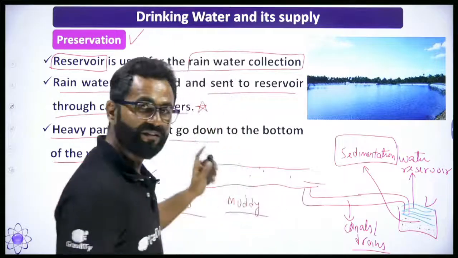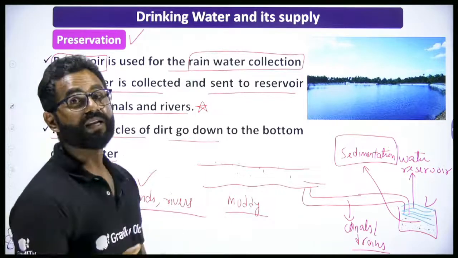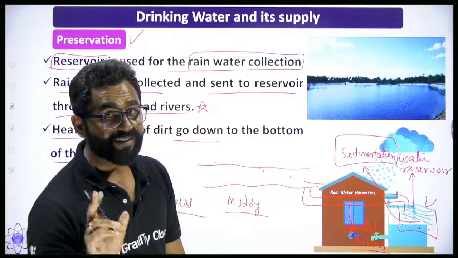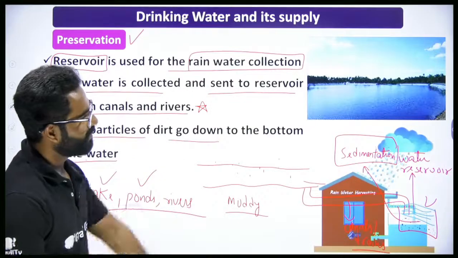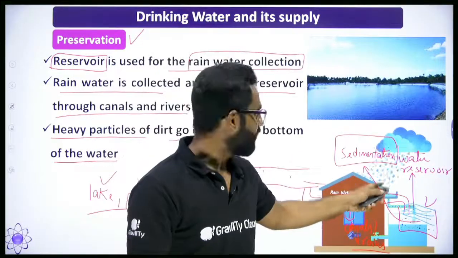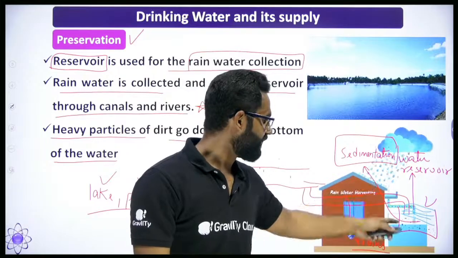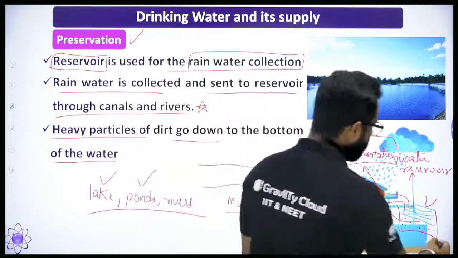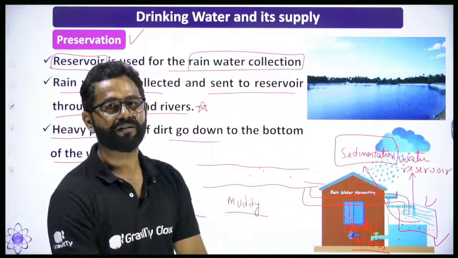Once this preservation is done, once we preserve the water, then we do the cleaning of water. When I say cleaning of water, that means what? Same thing here: the rainwater is falling on the rooftop, and from the rooftop it is getting collected into this big jar or big container.